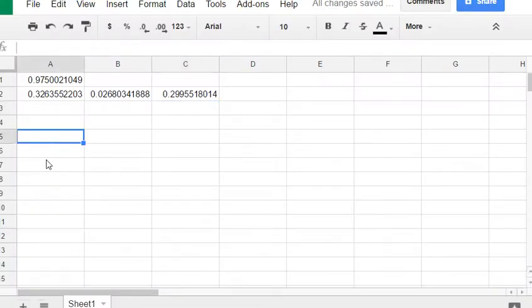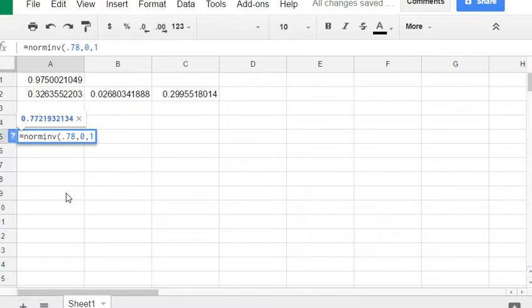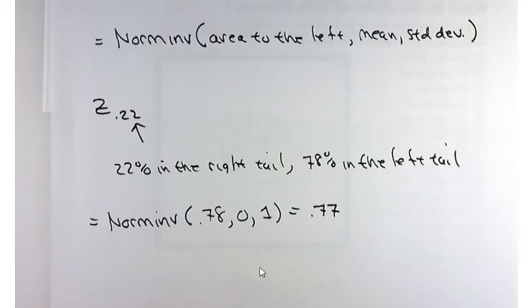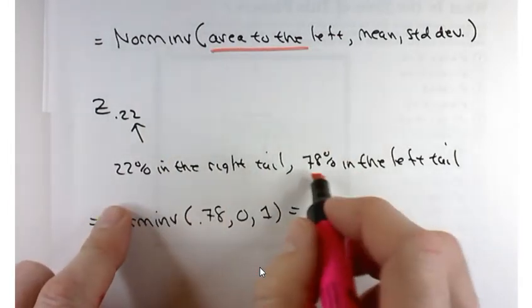So let's try that. Equals NORM.INV 0.78, comma 0, comma 1. So you get about 0.77. Z-scores are always rounded to the nearest hundredth, because that's where our tables go. So in this case, Google Sheets is giving us a little bit more, so we're getting about 0.77, which is the answer we got earlier. All right. So, I don't know, looks to me more convenient. The only thing that you have to be careful of is that the normal inverse command is going to give you the area in the left tail. Now sometimes your problems are going to be talking about area in the right tail, so you have to convert it to something that's in the left tail.